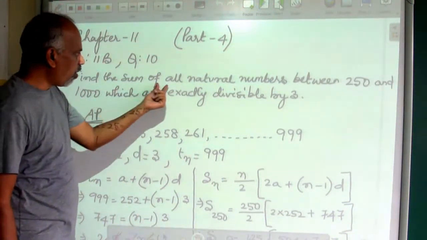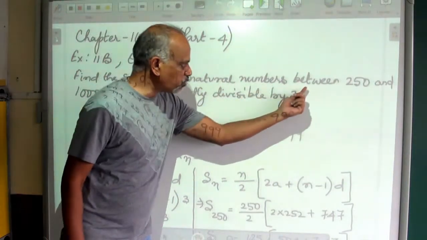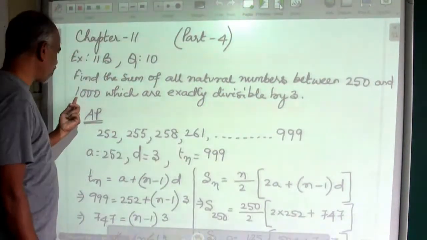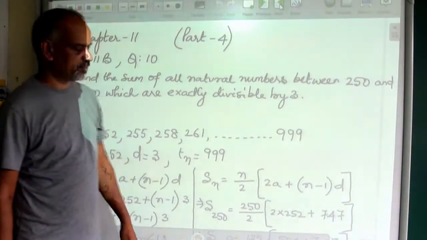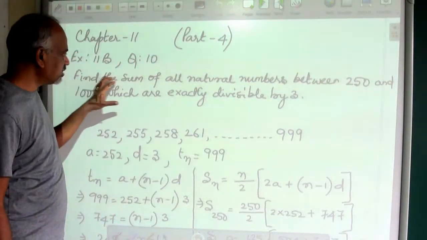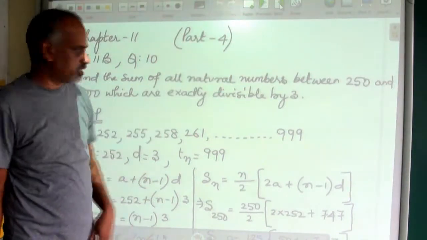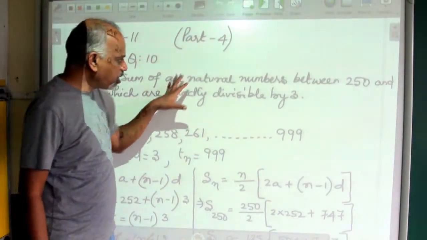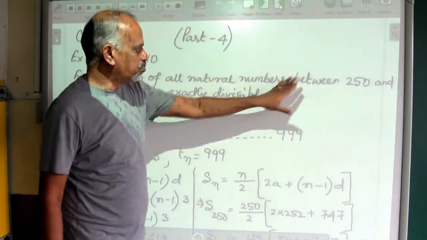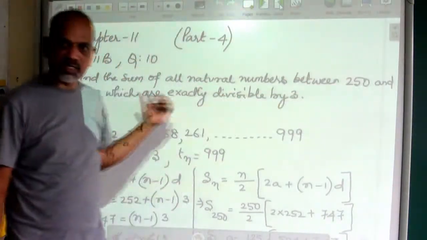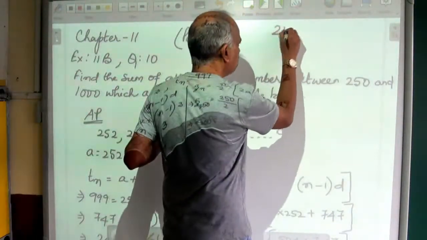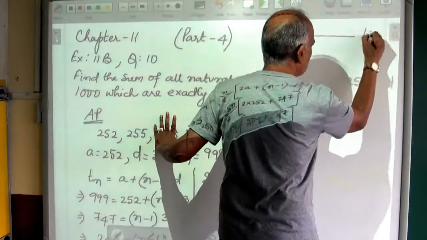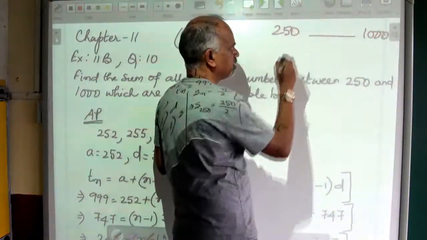Find the sum of all natural numbers between 250 and 1000 which are exactly divisible by 3. It says find the sum. You're going to find the sum of the series. Okay? Sum of all natural numbers between 250 and 1000. It says between.